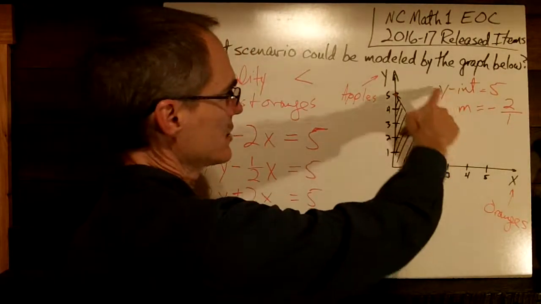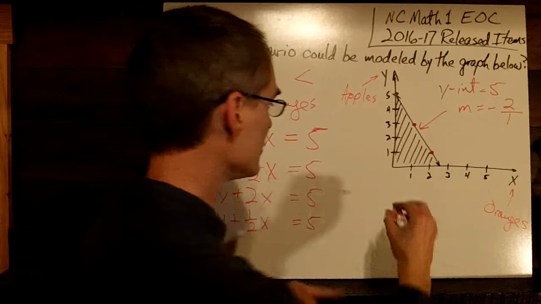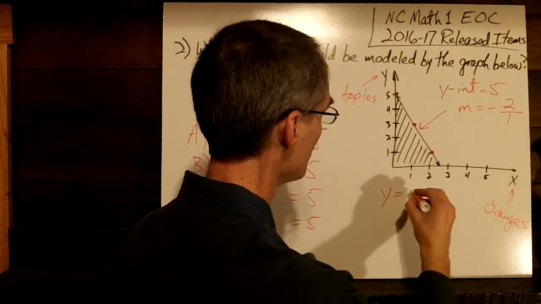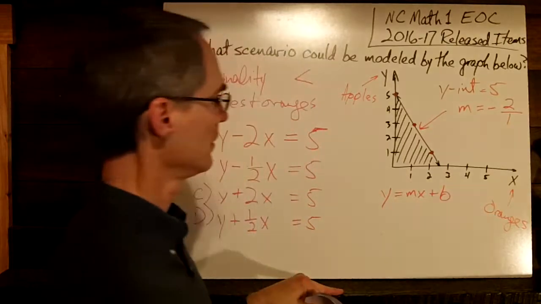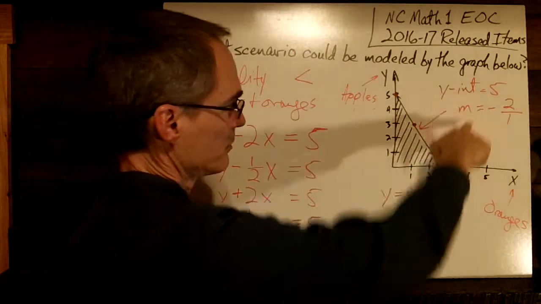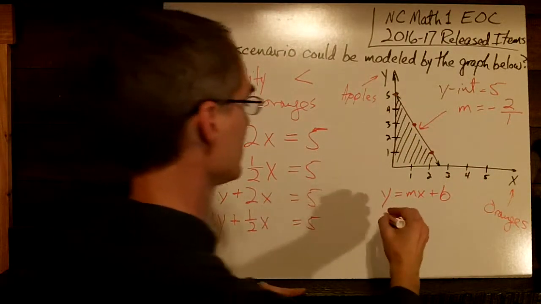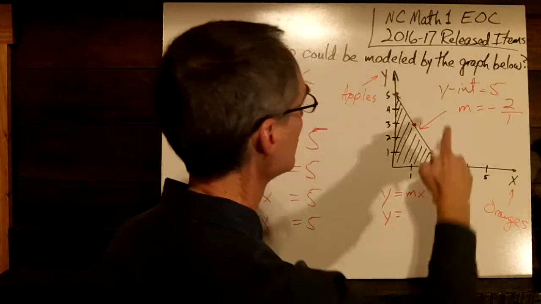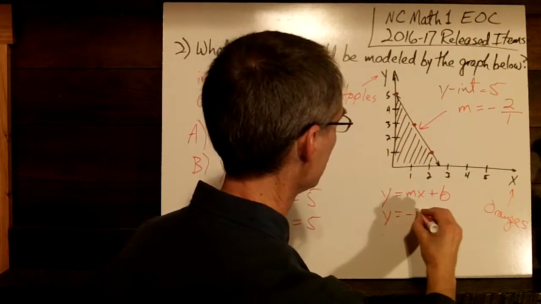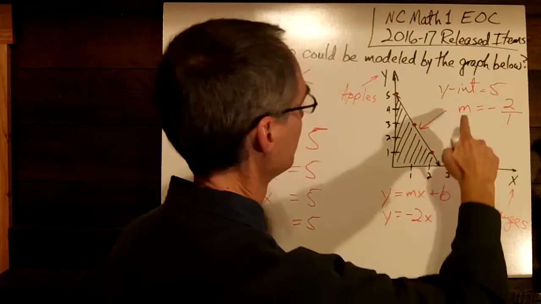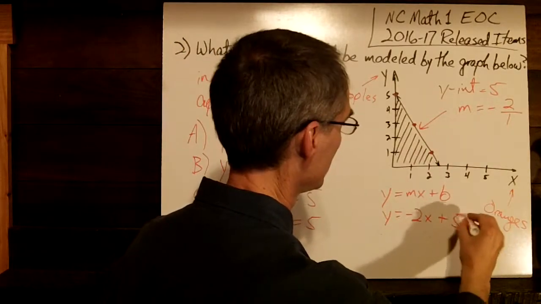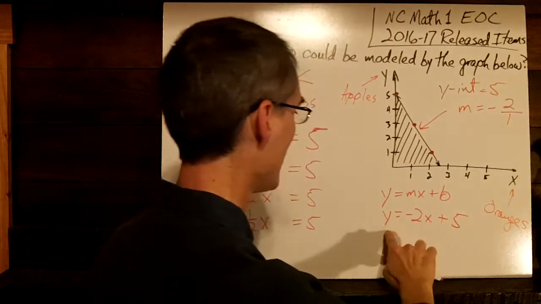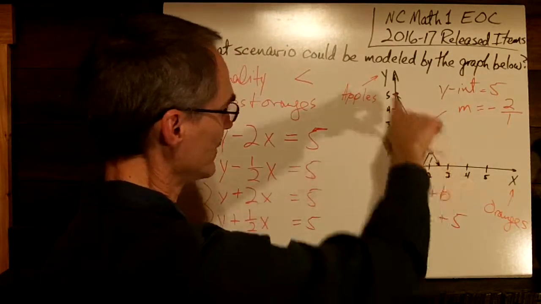Well, I've got a slope and a y-intercept. I can use the slope-intercept form of a straight line, and I can just plug in my slope and my y-intercept. So y equals, slope is negative 2x, plus the y-intercept, which is 5. And so I have y equals negative 2x plus 5. So I have the equation of this line.